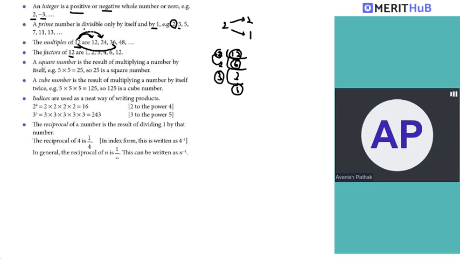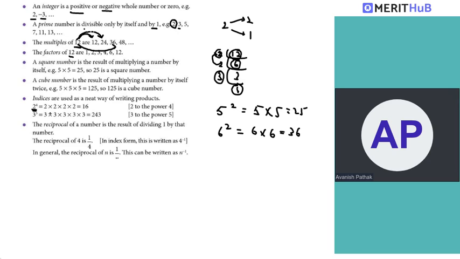A square number is simply when the number is multiplied by itself. So if I want to get the square of 5, that has to be 5 into 5, and that's 25. If I want to get 6 square, that has to be 6 into 6, and that's equal to 36. Now, indices is something which is written in powers, and we'll come to that also.